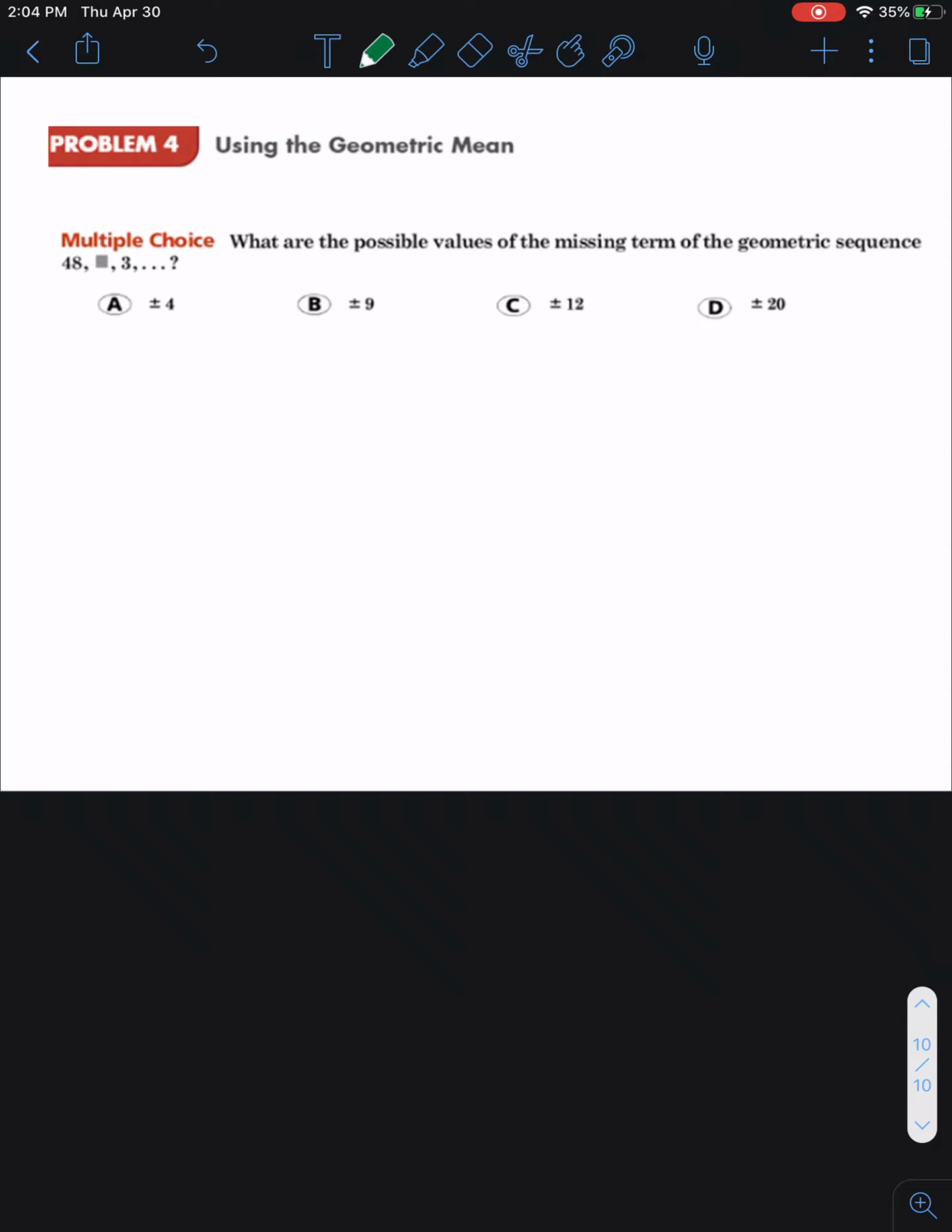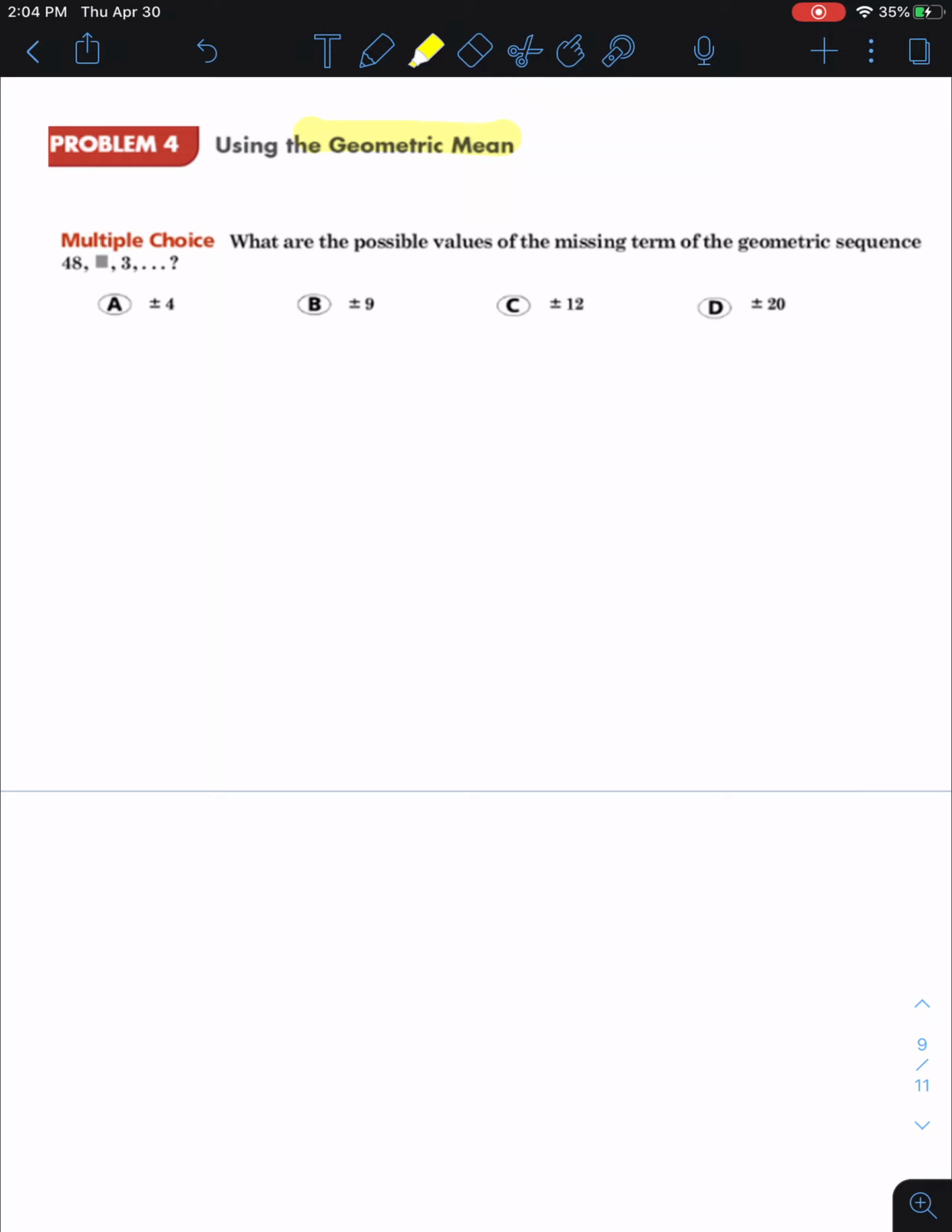So 48, 3. This time, they wanted us to use the geometric mean, and this is a process that we've already looked at before. So setting up a geometric mean, I take my first term and my third term, and I'm going to put them in the places of the extremes. So this would be 48 is to some number, it's a geometric ratio, as that same number is to 3. And the geometric mean is this way.